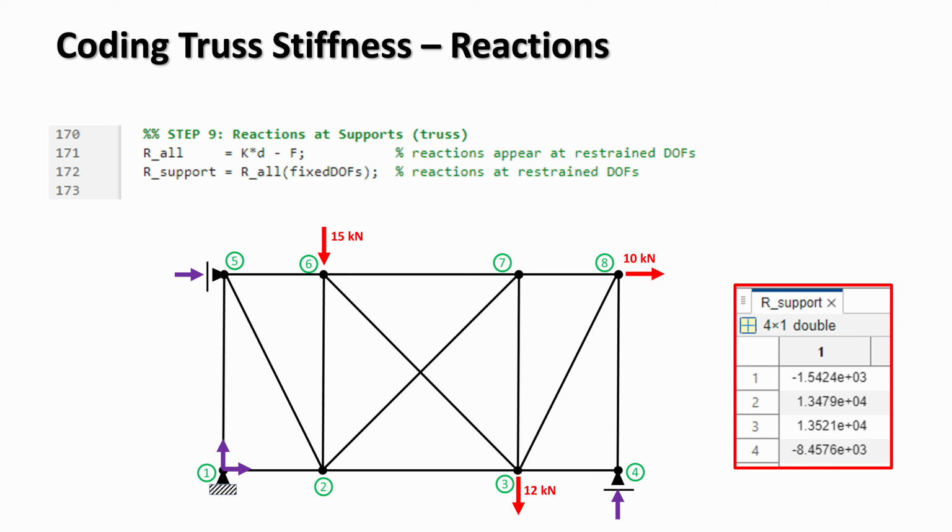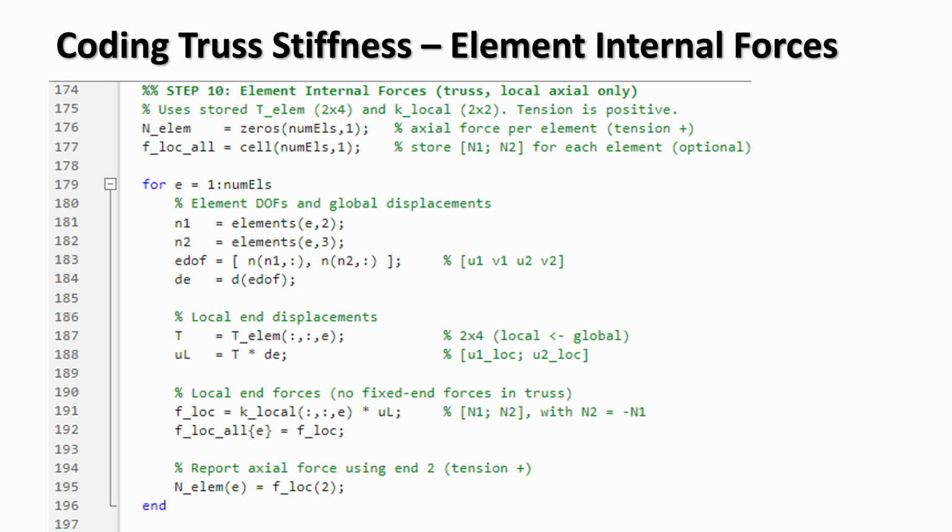You'll notice that some reaction values are positive and some are negative. This simply reflects the global sign convention. A negative value means that the reaction acts in the opposite direction to the assumed positive direction, which is completely expected. Now that we have both displacements and reactions, the final step is to compute the internal axial forces in each truss member. So, for a truss, we only have axial forces, since members do not carry shear or bending.